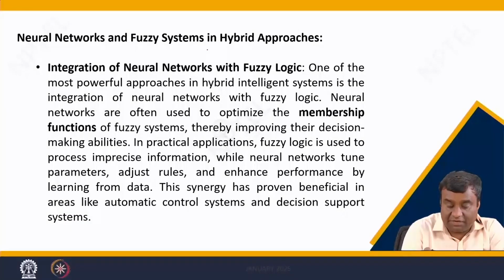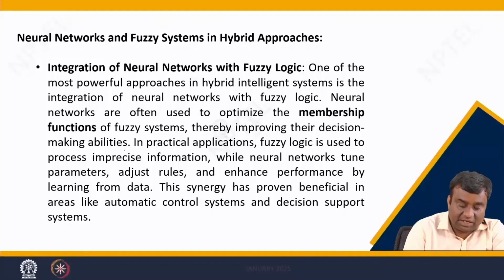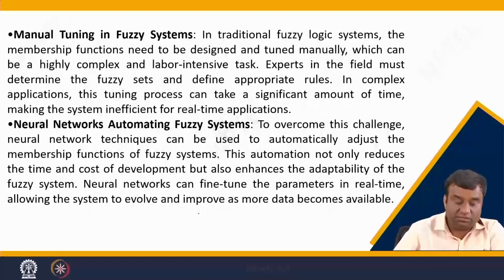Neural network, fuzzy systems and hybrid approaches. Integration of neural networks with fuzzy logic, that is Neuro-Fuzzy. One of the most powerful approaches in hybrid intelligence systems is the integration of neural networks with fuzzy logic. Neural networks are often used to optimize the membership functions of fuzzy systems, thereby improving their decision-making abilities. In practical applications, fuzzy logic is used to process imprecise information, while neural networks tune parameters, adjust rules, and enhance performance by learning from data. This synergy has proven beneficial in areas like automatic control systems and decision support systems.